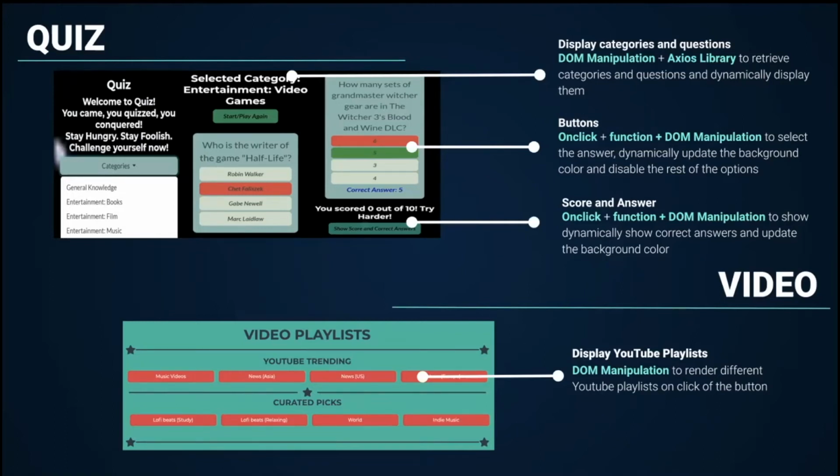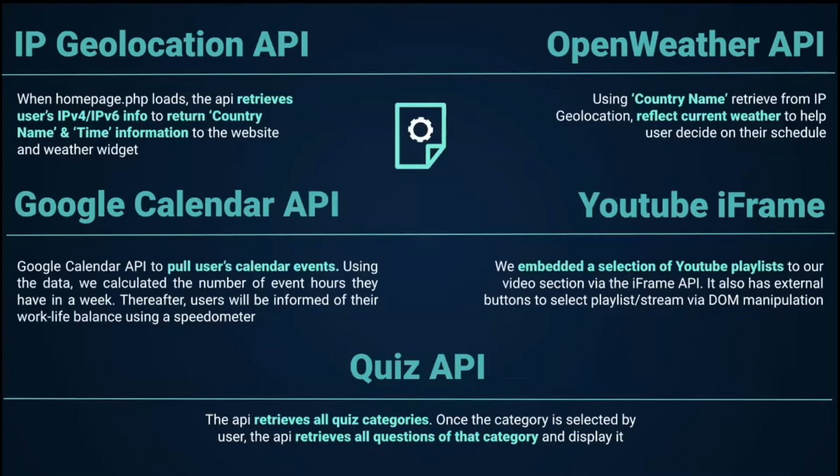For the video page, DOM manipulation is once again used to change the values of the iframe element to change the YouTube playlists being called. We use 5 APIs for the web app. An IP geolocation API retrieves our geolocation from the IP and sends it to the Open Weather API to return weather conditions. The Google Calendar API provides us with calendar functionality and the user's calendar data.